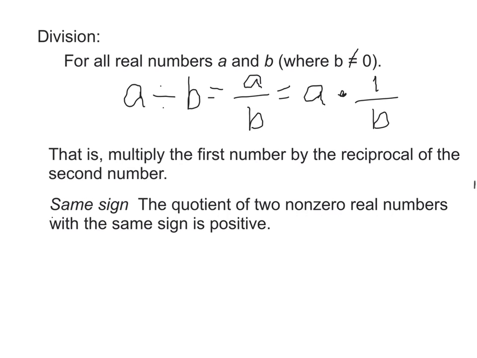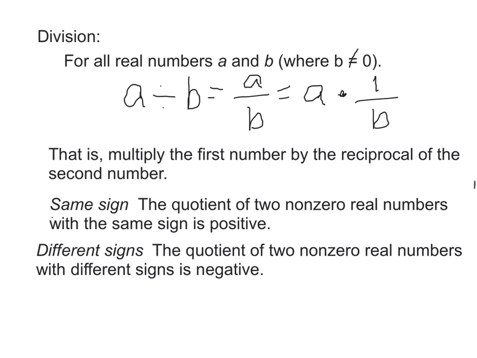Now, extending the definition with positive and negative signs, the quotient of two non-zero real numbers with the same sign is positive. So same sign, result positive. Similarly, the quotient of two non-zero real numbers with different signs is going to be negative. So just like with multiplication, different signs result negative, same signs result positive.